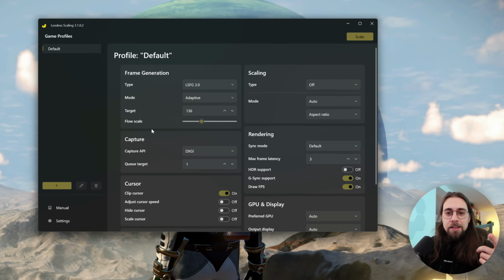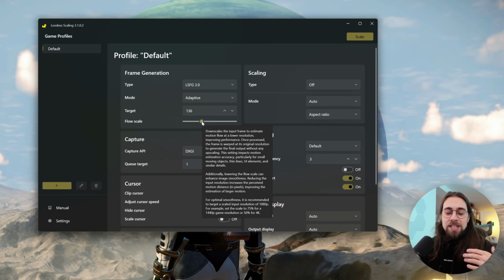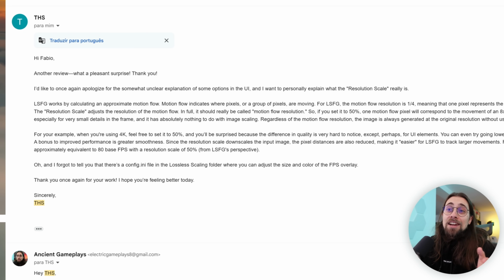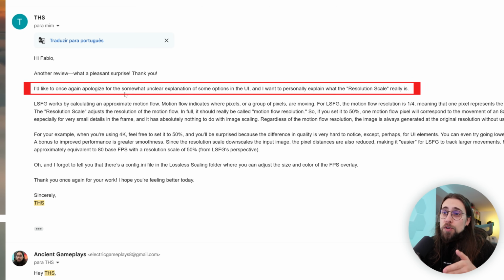And just let me explain this because it is very important. And then we have the flow scale, which I thought was kind of the resolution of the frame generated, but it seems that's not the case. According to THS, the creator of Lossless Scaling, he sent me an email after my previous review, and he says, "Another review, what a pleasant surprise, thank you. I'd like to once again apologize for somewhat unclear explanation of some options in the UI, and I want to personally explain what resolution scale really is, or the flow, which is important.